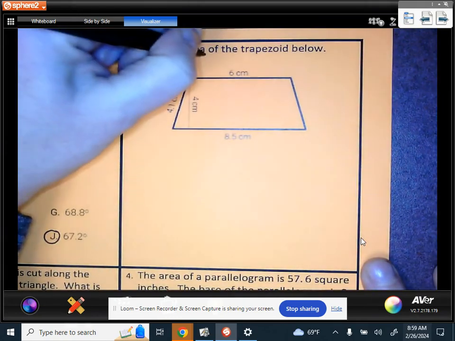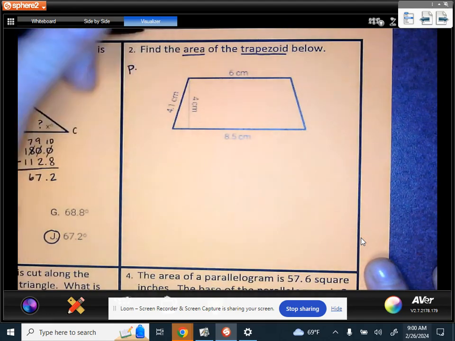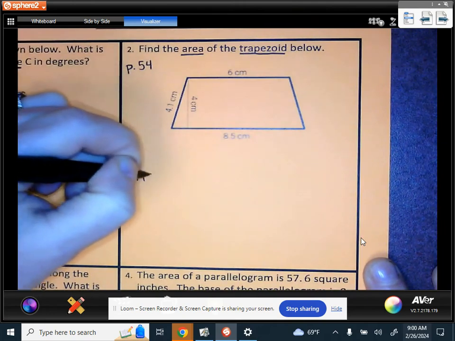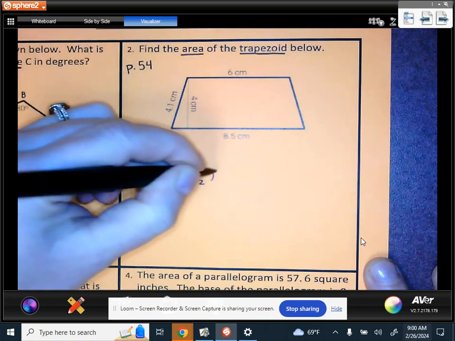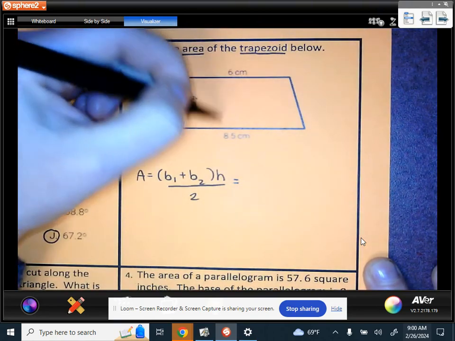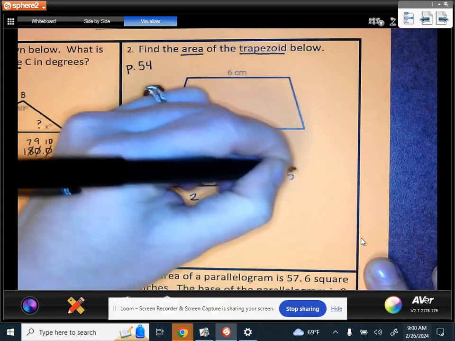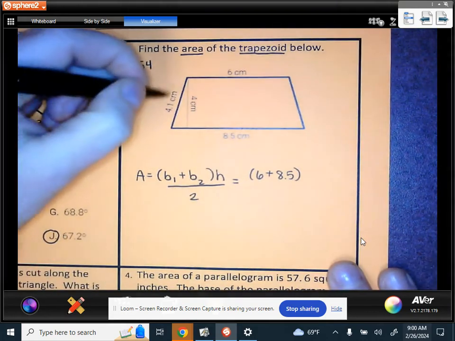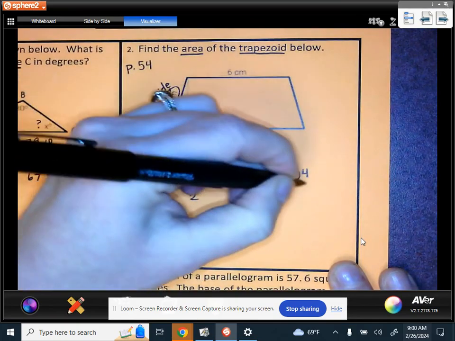Question number 2 is an area problem. And since it's talking about a trapezoid, we need to make sure we're using the trapezoid formula. You can find this on page 54 in your notebook. And the formula is base 1 plus base 2 times the height divided by 2. Our bases are these two right here. So that's going to be 6 plus 8.5. Our height, remember our height is always straight up and down. So we don't want to be using this one over here because that's a side. We want to be using the 4.